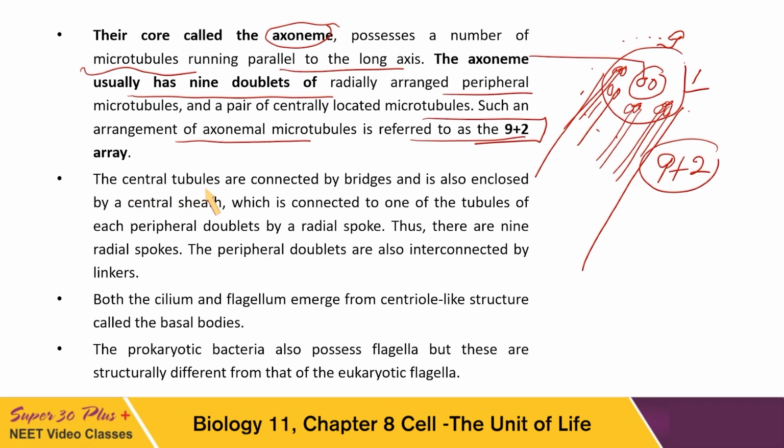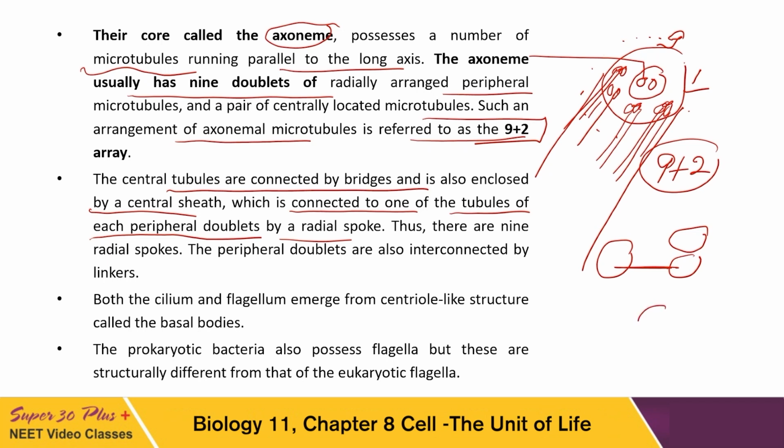The central tubules are connected by a bridge and are also enclosed by the central sheath, which is connected to one of the tubules of each peripheral doublet by a radial spoke. This is the doublet, that is the peripheral one, this is the central one, this is the radial spoke, and this is the central sheath, right? No need to go into much more detail. Only that will serve the purpose.